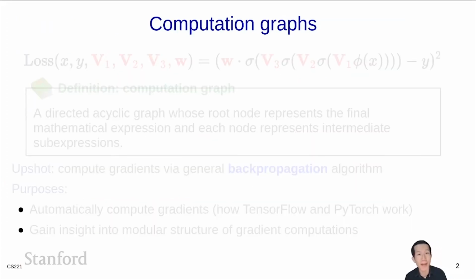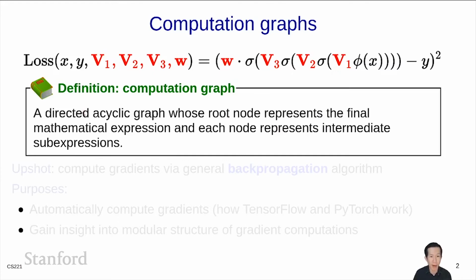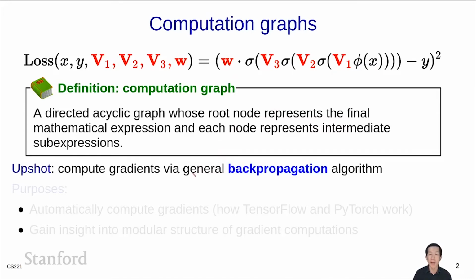The answer to that is computation graphs. So here is our loss function again, and what we're going to do is write down the computation graph for this mathematics. A computation graph is a directed acyclic graph whose root node represents the final expression, this loss function, and each node represents intermediate sub-expressions like V1 times the feature vector, for example. This computation graph allows us to apply the backpropagation algorithm to the computation graph and automatically get gradients out.